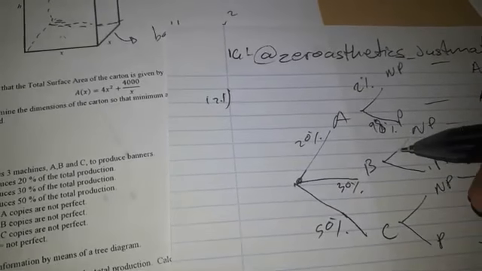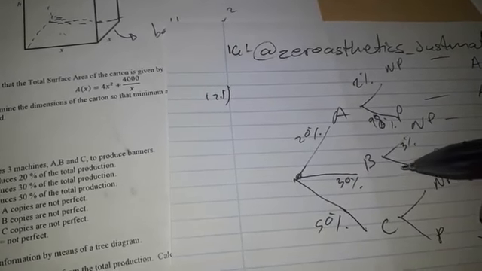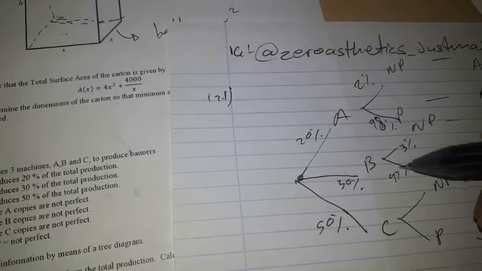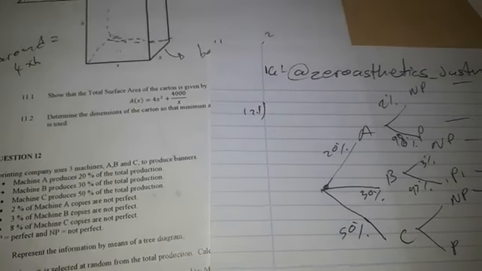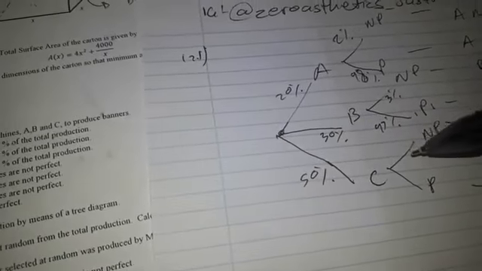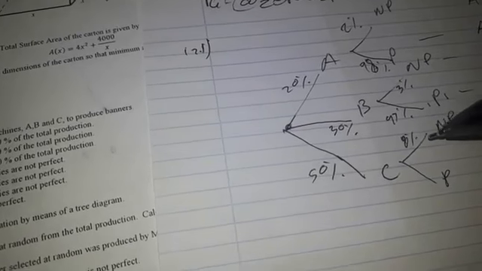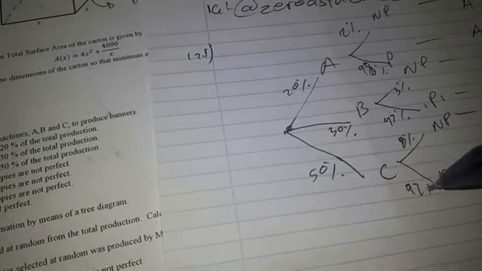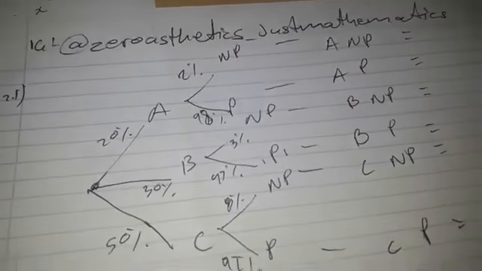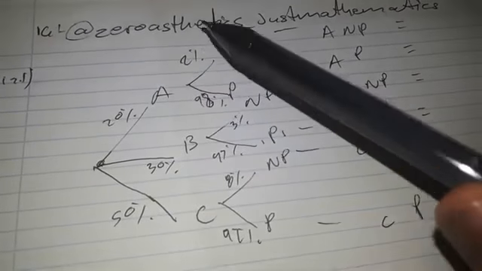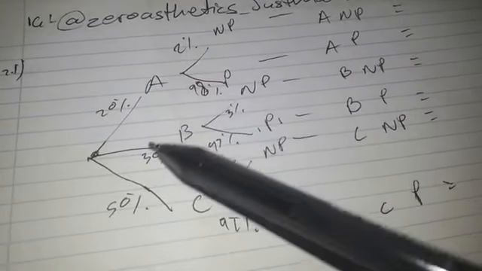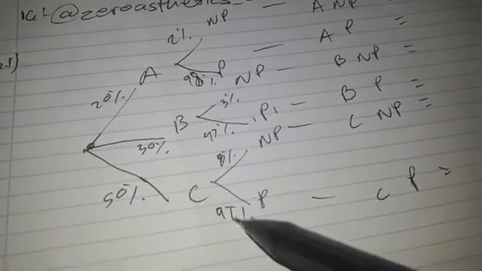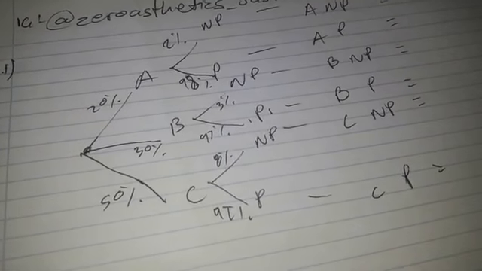So you see here, if this is going to be 3%, it means that this has to be 97% perfect. C, 8% is not perfect. C is messing up. 8% is not perfect, so 92 is perfect. Okay, so the outcomes, it's literally multiplying this and that, this and that, this and that. So let's multiply those figures.